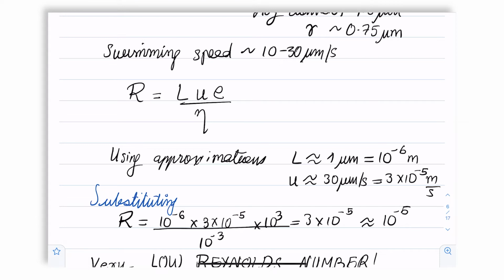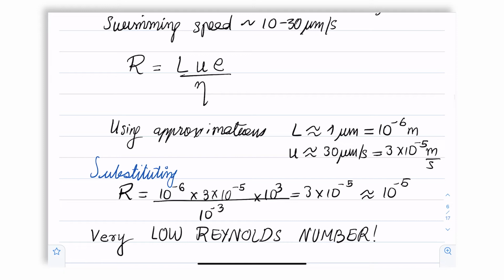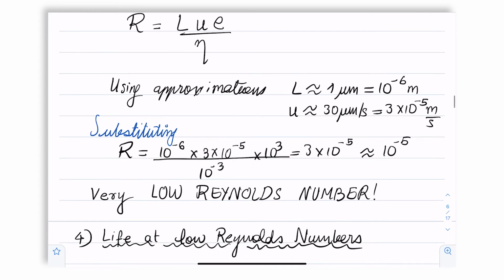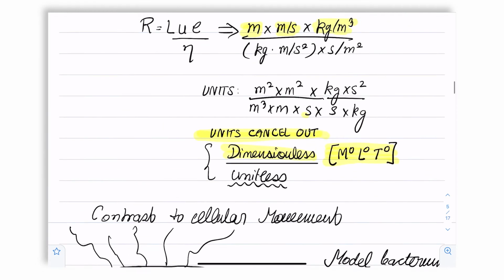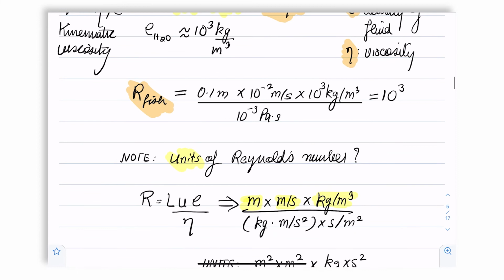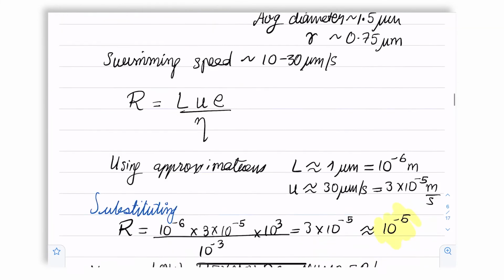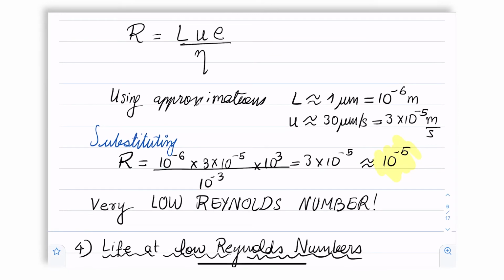Velocity can be taken as 30 microns per second, which is the upper limit. We can maybe take it even smaller. Substituting the values, we get 10 to the power minus 5. Now, please note, this is minus 5. For fish, it was plus 3. Yeah, it is 1,000, and this is 100,000, 1 by 1,000, 100,000. This is a very low number, and this is therefore defined as low Reynolds number.